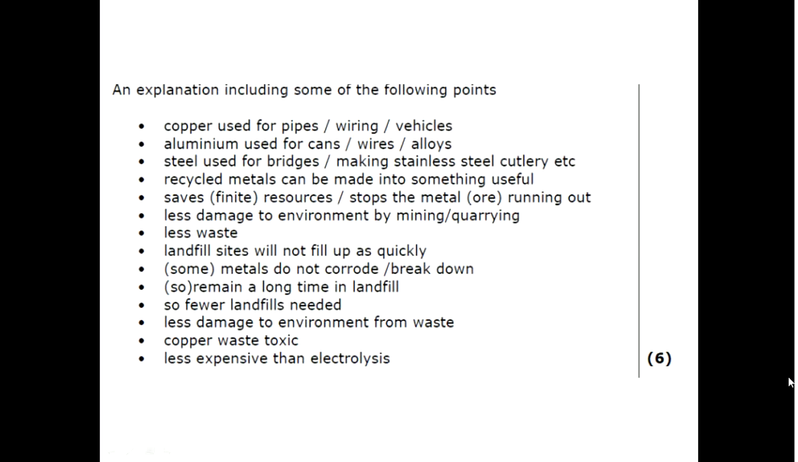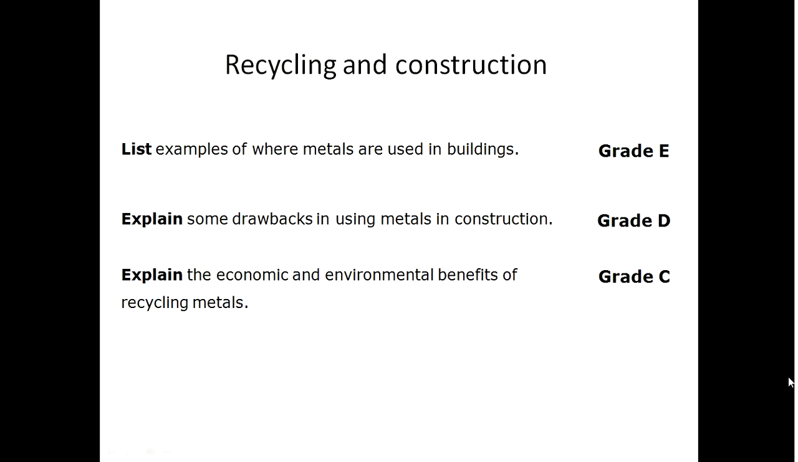Now let's go through the mark scheme. So you need a maximum of 6 points as well as good spelling, grammar and punctuation. Let's summarize. After this session, you should have been able to list examples of where metals are used in buildings, explain some drawbacks in using metals in construction, and explain the economic and environmental benefits of recycling metals.